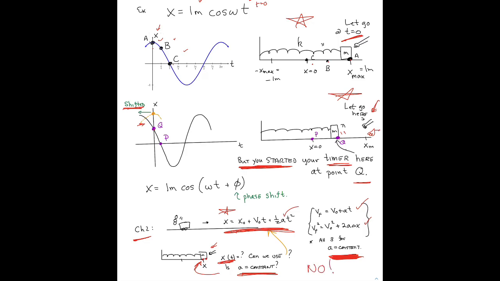No, because it does this. It starts here from rest, it speeds up, slows down, speeds up, slows down, and it goes back and forth. The acceleration's not constant. So we can't use this equation that gives us the position of the car from chapter 2, constant acceleration.